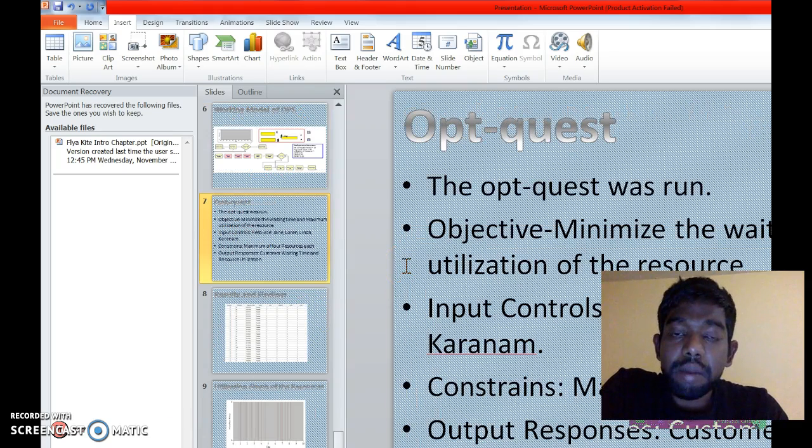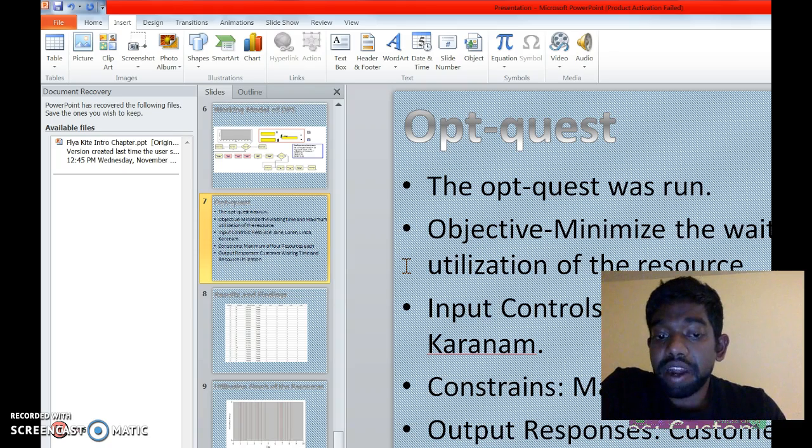And next, coming to my OptiQuest. When the OptiQuest was generally run to optimize, my main agenda is to optimize. So when it is run, the objective was to minimize the wait time and maximum utilization of the resource. And the input controls I have given in the OptiQuest as my resources, and the constraints are maximum of 4 resources for each input control, and output responses are customer waiting time and resource utilization.